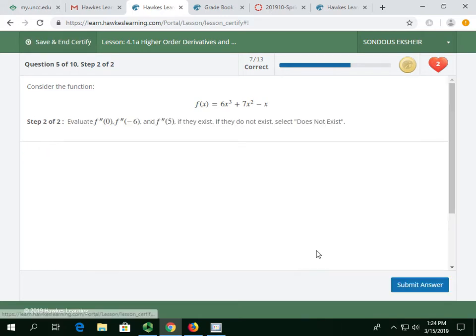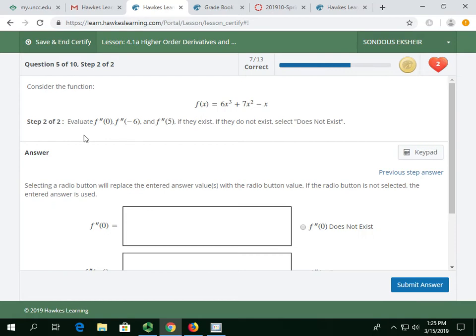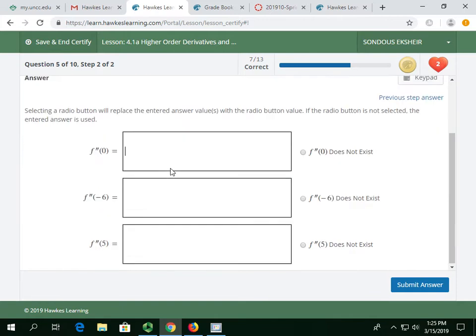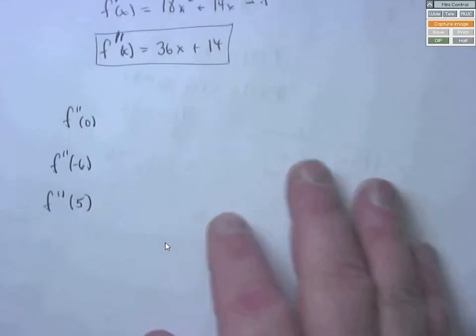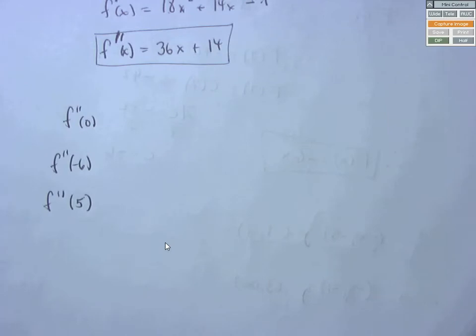And I go to the next one. But now it's the same function, and now we're supposed to evaluate these problems here. We're supposed to evaluate f double prime of 0, f double prime of -6, and f double prime of 5. The second derivative evaluated at 0, at -6, and at 5. And again, if we got to type any kind of fractions, put it in fraction mode there. So put it back over here. Now, basically, it's classic algebra of plugging numbers into your function. In this case, it's the second derivative.